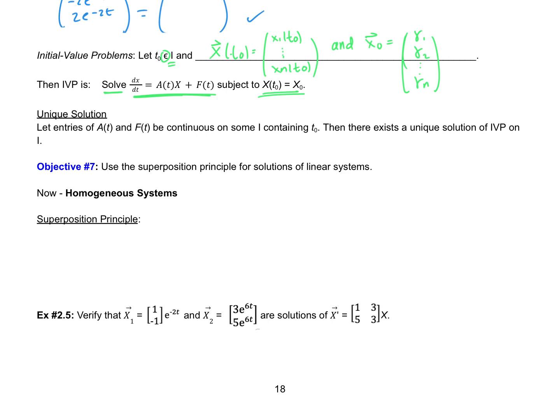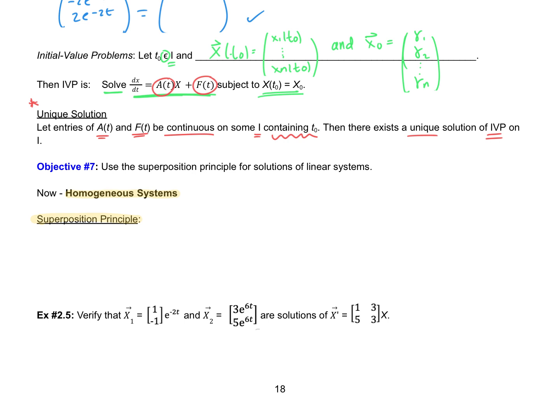Now, what we've often cared about before is, does a solution exist to the differential equation, and is it unique? And so that's what we're going to talk about next. Let the entries of a of t and f of t, from the equation above, be continuous on some interval I that contains t naught. So they have to be continuous and the interval has to contain t naught. Then there exists a unique solution of the initial value problem on I. What we're going to move on to next is homogeneous systems, and specifically, we're going to take a look at the superposition principle.